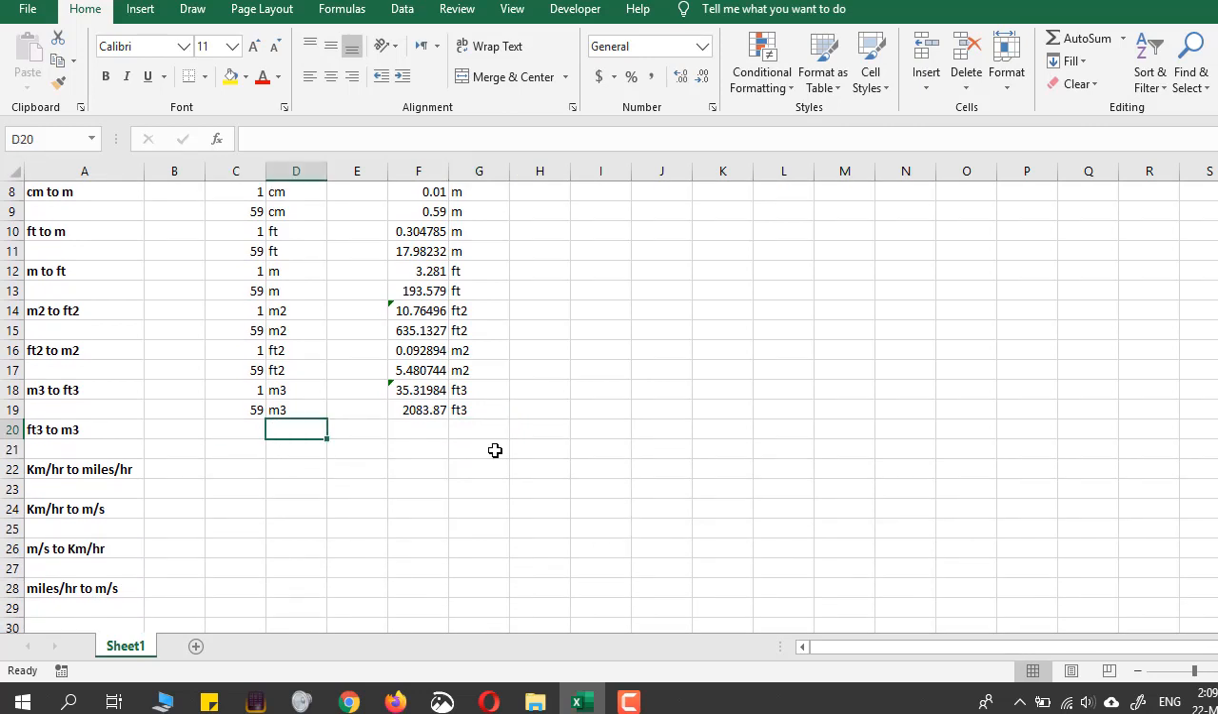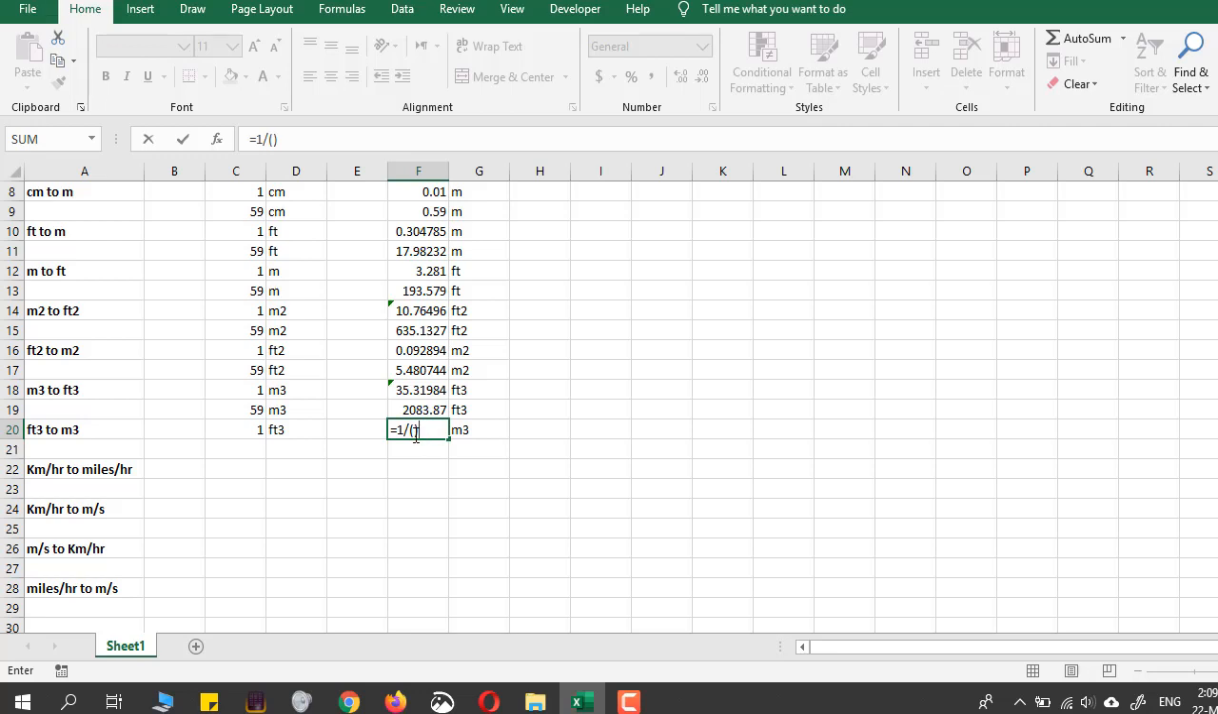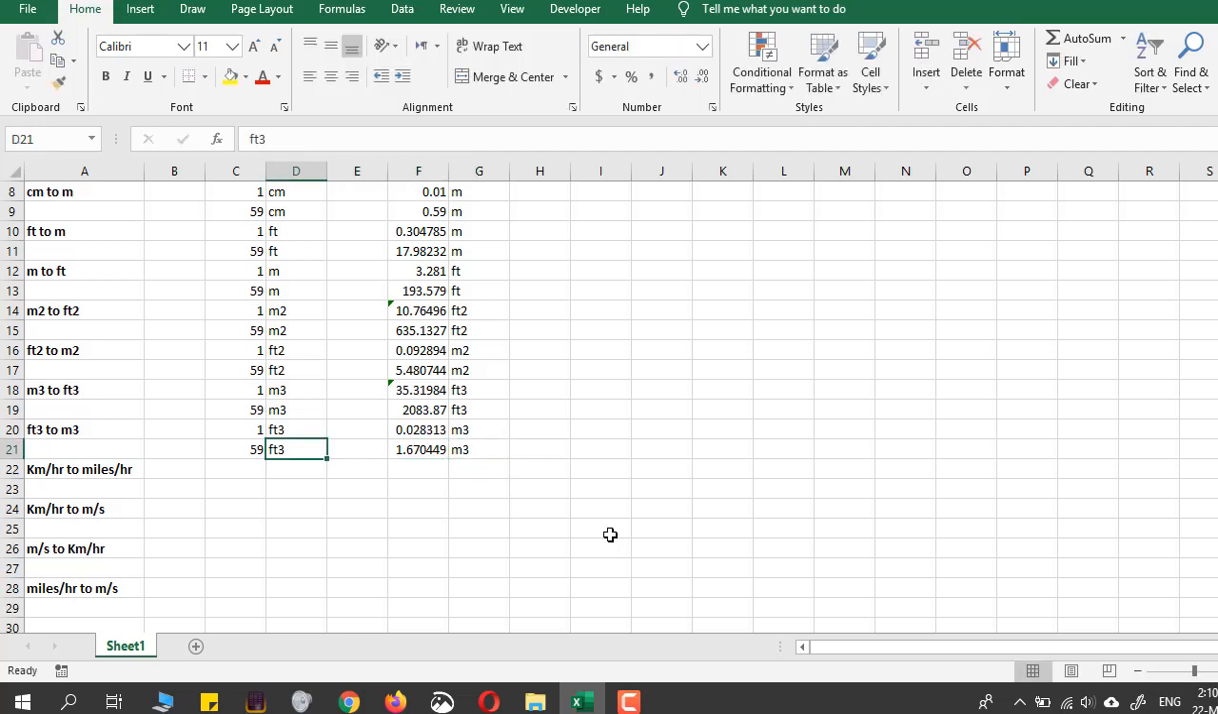So now in terms of cubic feet to cubic meter, 1 cubic foot is equal to, because the meter is the bigger unit, I will have to divide it, 1 divided by, and put it in this 3.281 cubed. So 59 cubic feet will give you 59 multiplied by this, and gives you a number of 1.67 cubic meters.